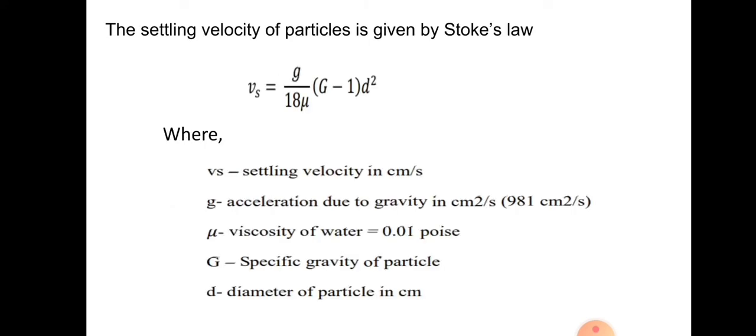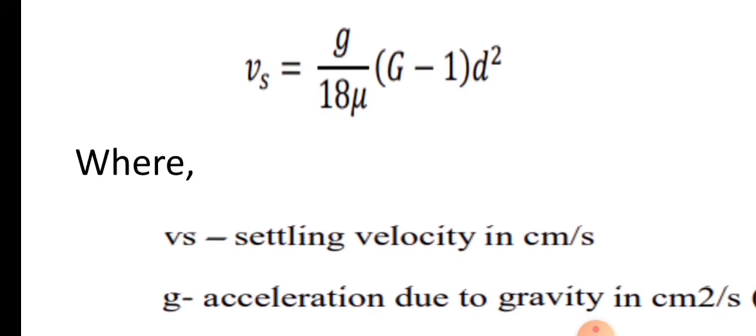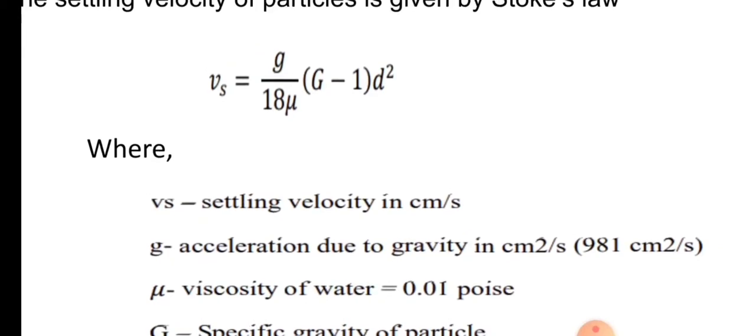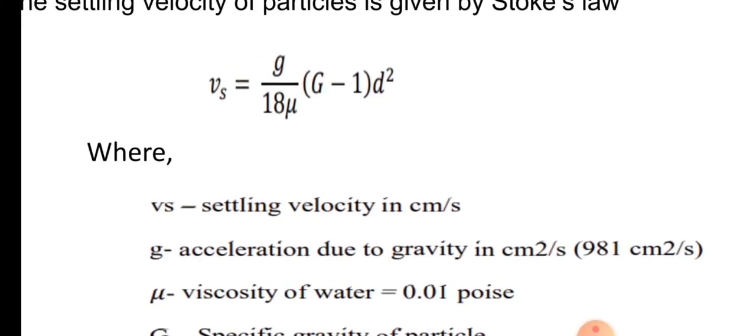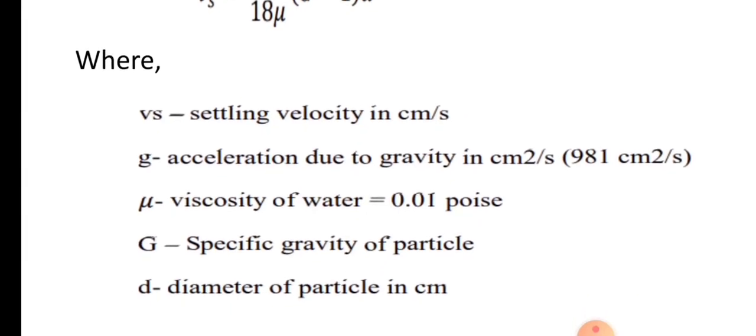Now, the settling velocity of the particles is usually expressed by the law which we call as the Stokes law. It is given by the expression Vs is equal to g by 18 mu into (G minus 1) into d the whole raised to 2. So here again, Vs is the settling velocity, which is usually taken in centimeters per second. g is the acceleration due to gravity, that is 981 centimeters per second squared, and mu is the viscosity of water, which is usually expressed in poise, and the viscosity of water, we know, is 0.01 poise.